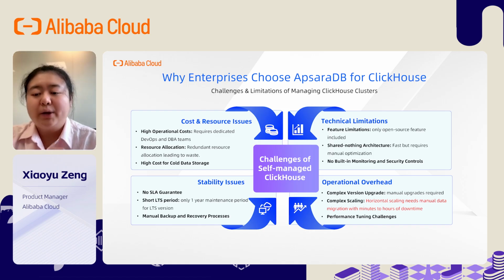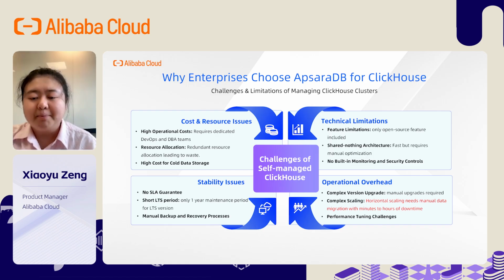Second, static resource allocation leads to wasted compute resources during off-peak periods, and the cold data archiving cost also becomes a burden for terabyte-level data storage. Moreover, self-managed clusters rely solely on community support, lacking a guaranteed SLA, timely technical assistance, or verified version stability. To overcome these challenges, reducing cost, eliminating operational burdens, ensuring stability, and accessing enterprise-grade support, more and more businesses are choosing ApsaraDB for ClickHouse, our fully managed cloud service, to power their real-time analytics.